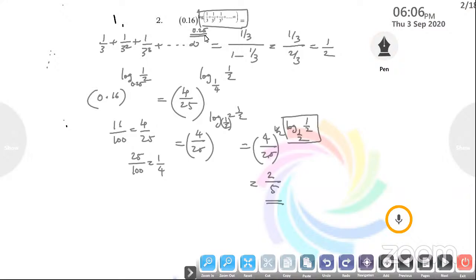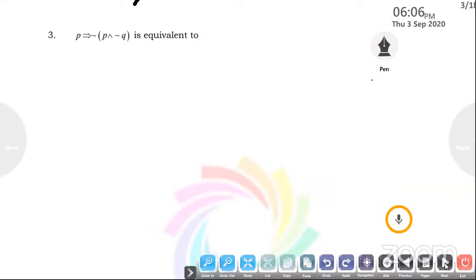Okay, students, let us go for the third question. The third question is from the reasoning type. This is the last exam. Students are writing this reasoning, since next year the reasoning is removed from the JEE syllabus. Very simple question. P implies P and negation of Q. So I can write this as P implies negation of P. This and becomes or. Negation of negation Q is nothing but Q.